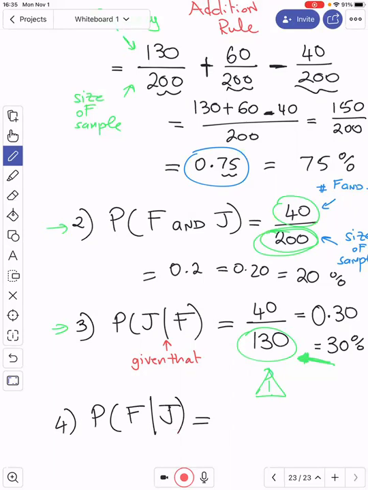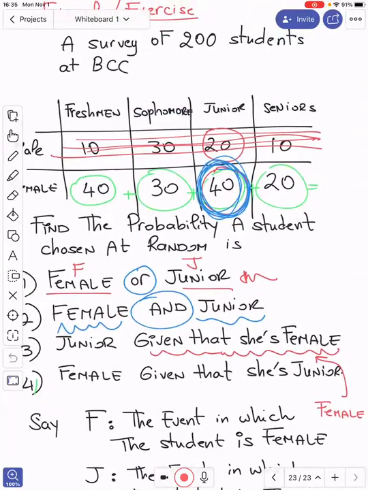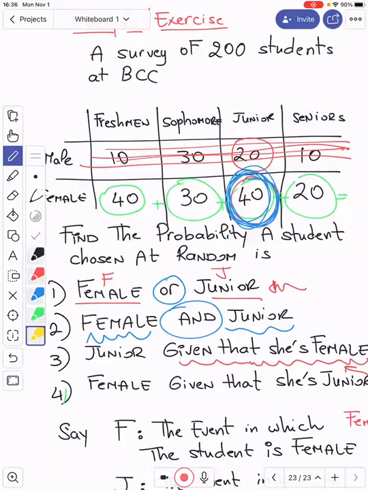So here, what will be the sample? We know that the student is a junior, right? So we can just focus on this column here. My sample is given by juniors, just juniors, because I know that the student is a junior. It's given, it's a fact. So we can just focus on juniors. Now, what's the size of the sample, or how many juniors do we have in total?